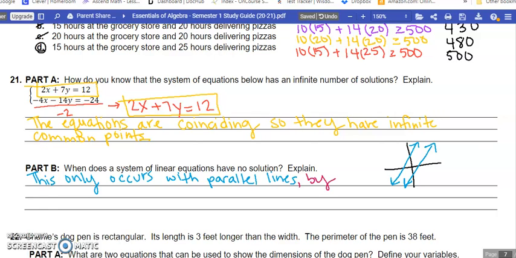Explain by definition. Well, parallel lines by definition never intersect.